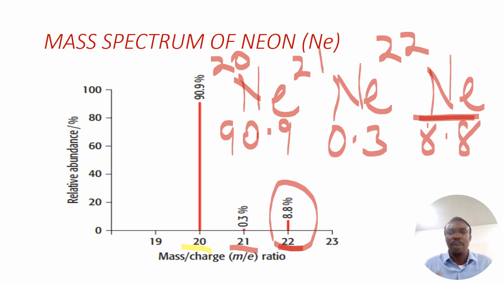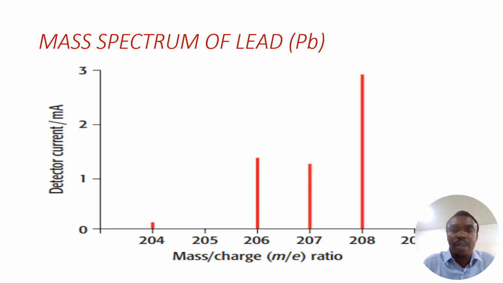Once you can interpret the mass spectrum effectively, you can easily calculate the relative atomic mass of that particular element. So this is the mass spectrum of lead, which is an example of a mass spectrum that can be obtained from a mass spectrometer, and it's slightly different from the previous one we just considered. This is a mass spectrum with a graph of detector current against the mass to charge ratio, or atomic mass. So on the vertical axis we have the detector current, while on the horizontal axis we have the mass to charge ratio, or the atomic mass.